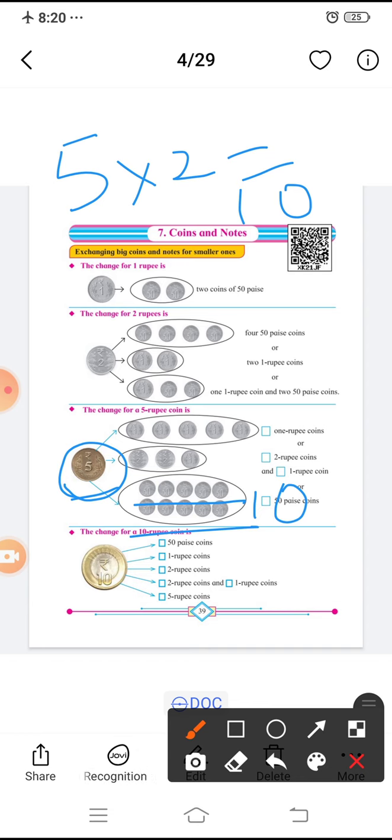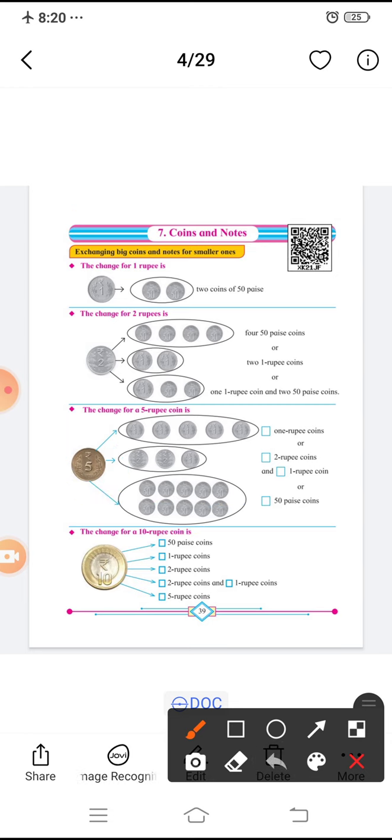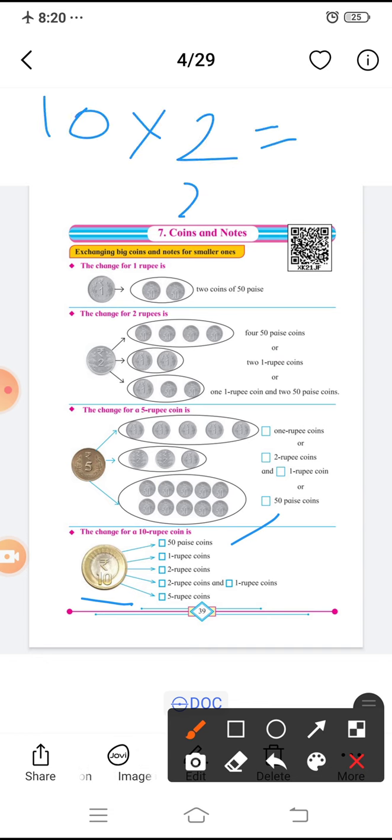Okay, now we will see the change for 10 rupee. Now 10 rupee के लिए. Now see again 50 paise. First one ही 50 paise है. तो what you will do? 10 rupees का double करो. So 10 multiply by double 2 times, that is 20. So how many 50 paise is needed? 20. Okay.